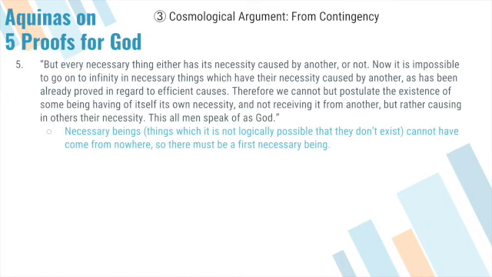This is to say, necessary beings, things which it is not logically possible that they don't exist, cannot have come from nowhere. So there must be a first necessary being, all right? So like numbers, for example, right? Numbers are dependent upon something more abstract like logic, which is dependent on something else, which is just to say God.